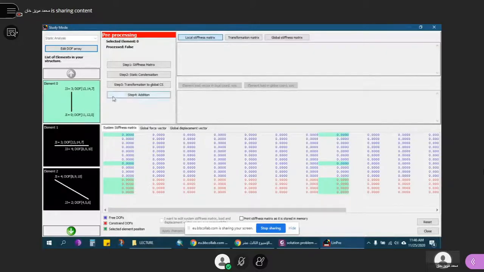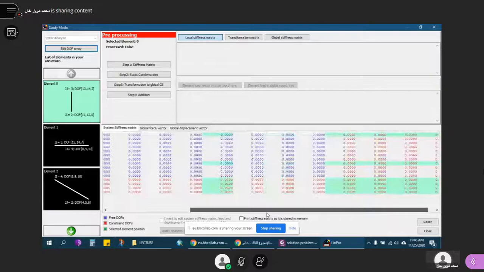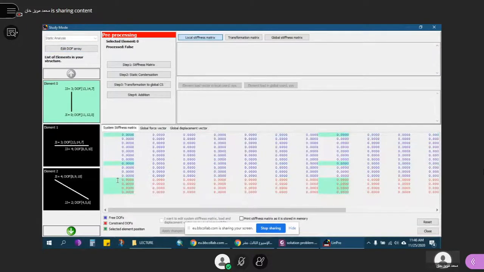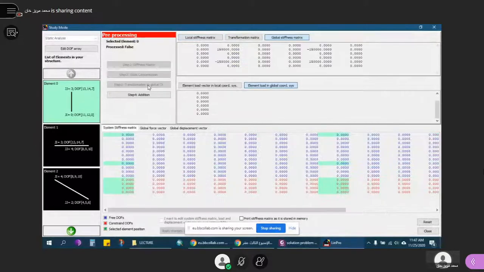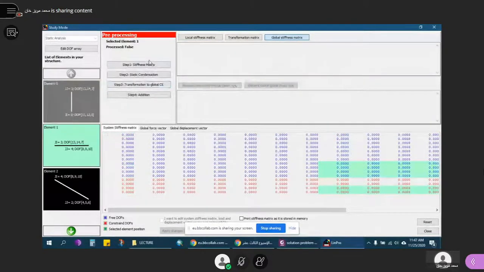Element 0. You see the stiffness matrix is too big because it is 14 by 14. But you know that the red is the known degrees of freedom and the blue is the unknown degrees of freedom. So this is irrelevant at the end. Let us go to element 0, step 1: stiffness matrix, static condensation, transformation to global coordinates, and addition. Next, go to element 1 similarly.